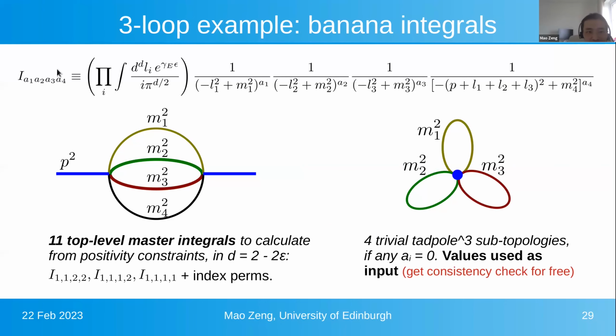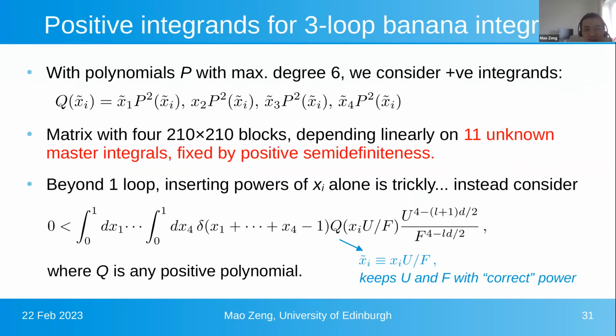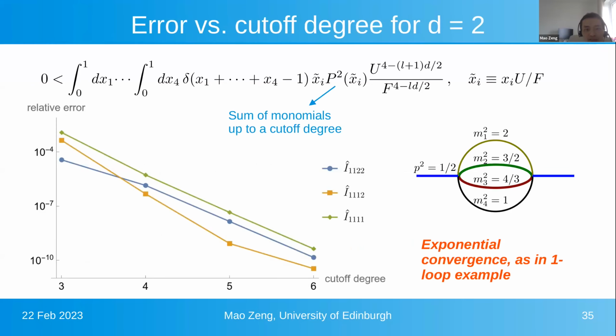There are 11 master integrals that are non-trivial. I will use positivity constraints to constrain an 11-dimensional parameter space, which is why semidefinite programming becomes important for this kind of non-trivial examples. And in the end, I'll just jump to the results. The kind of accuracy I get is also quite good, even for this 3-loop example.